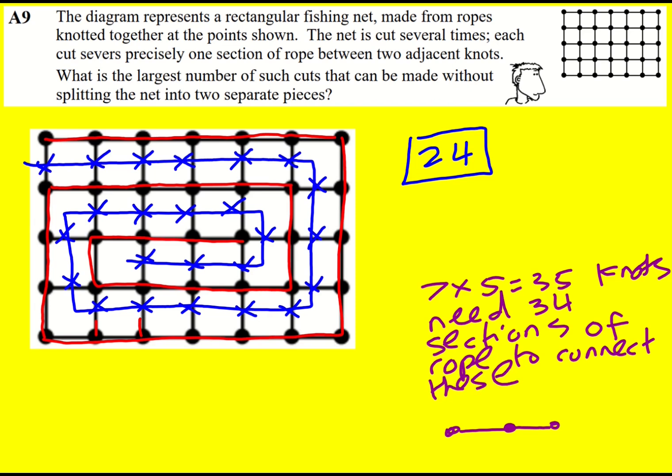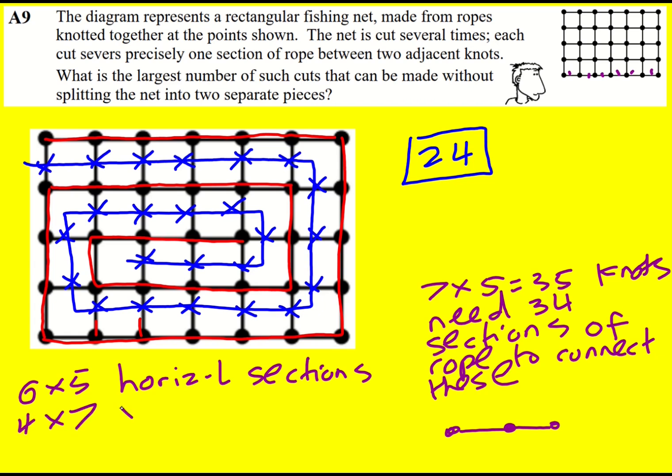So now we can count how many bits of rope there are. And we can see there's 1, 2, 3, 4, 5, 6 along here. And then it's going to be all these horizontal ones. I'm going to get 1, 2, 3, 4, 6 times 5. 6 times 5 horizontal sections. And vertically, I've got 1, 2, 3, 4 times 1, 2, 3, 4, 5, 6, 7. 4 times 7 vertical. 30 plus 28 becomes 58.